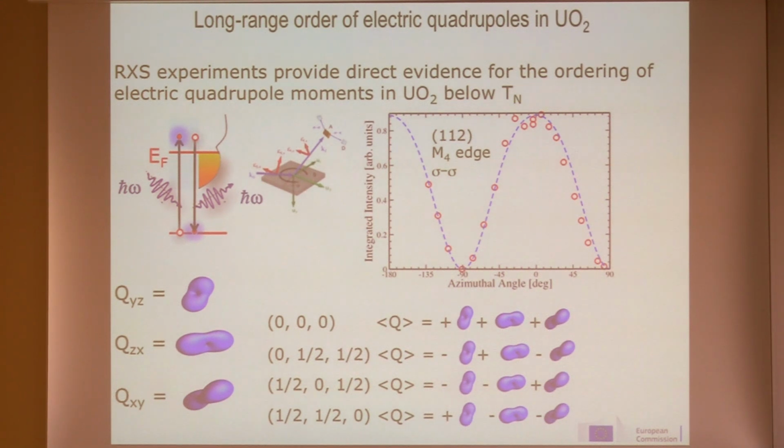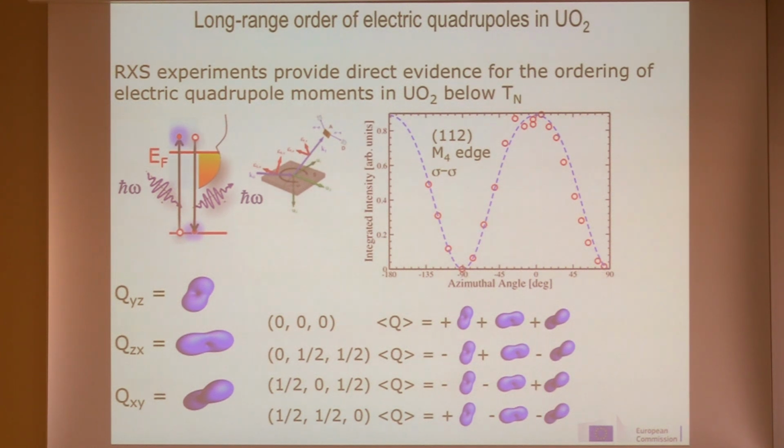For instance, these are the oscillations observed in the intensity of the 112 Bragg peak, which is forbidden in the paramagnetic phase of UO2, which is an FCC. This is for incident photons with polarization sigma, from senkrecht, so perpendicular to the diffraction plane, and diffracted photons also with polarization perpendicular to the diffraction plane. And this angle here is the azimuthal angle, the rotation about the scattering vector.